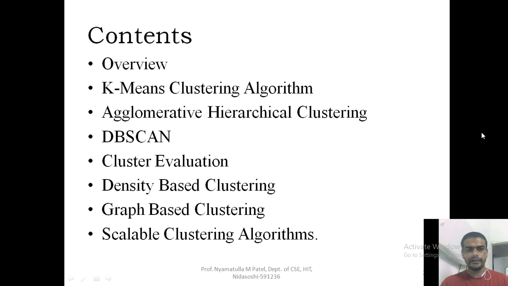So, in clustering analysis we are going to see what clustering analysis is, its overview, the K means clustering algorithm, agglomerative hierarchical clustering, then density based scan algorithm, cluster evaluation, density based clustering, graph based clustering and scalable clustering algorithms. We will see one by one.